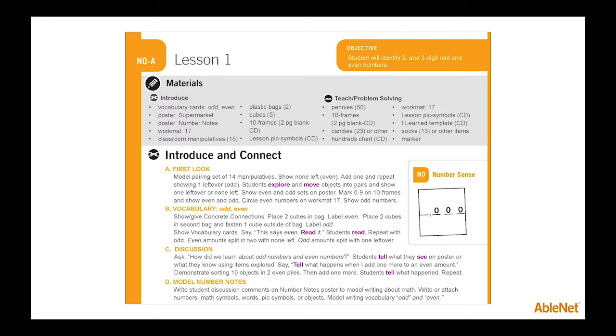Now looking closer at Part D, Model Number Notes, this is where you will write about what students are telling you about math. You will write in a variety of ways to reflect what they are saying. This may be taping objects or manipulatives to the number notes poster. It may be placing pictures or vocabulary cards on the poster. It may even be writing sentences or phrases on the poster. Your number notes should be meaningful to your students.